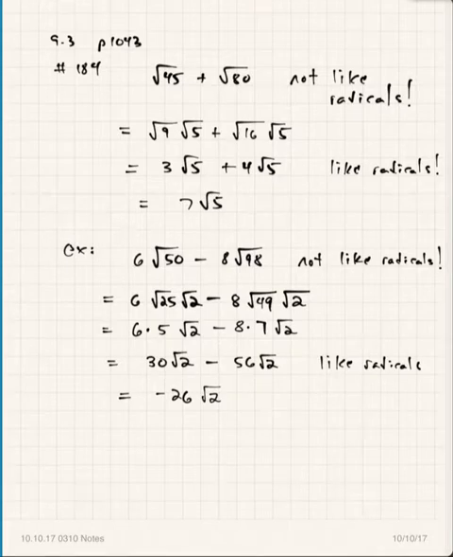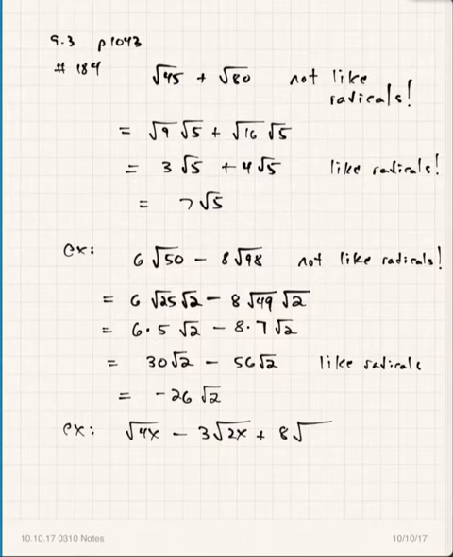Now be really careful and not try to force anything. So let's say I have the square root of 4x minus 3 times the square root of 2x plus 8 times the square root of 16x, like that.